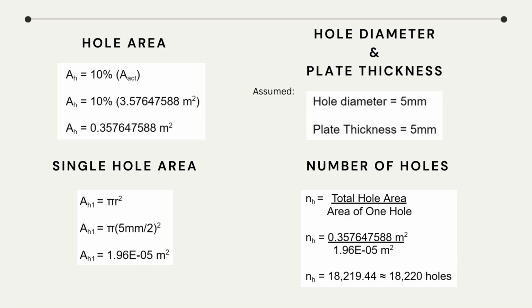To find the number of holes per plate, we use the formula n equals total hole area over area of one hole. By substituting the values, we find that there are 18,220 holes per plate.